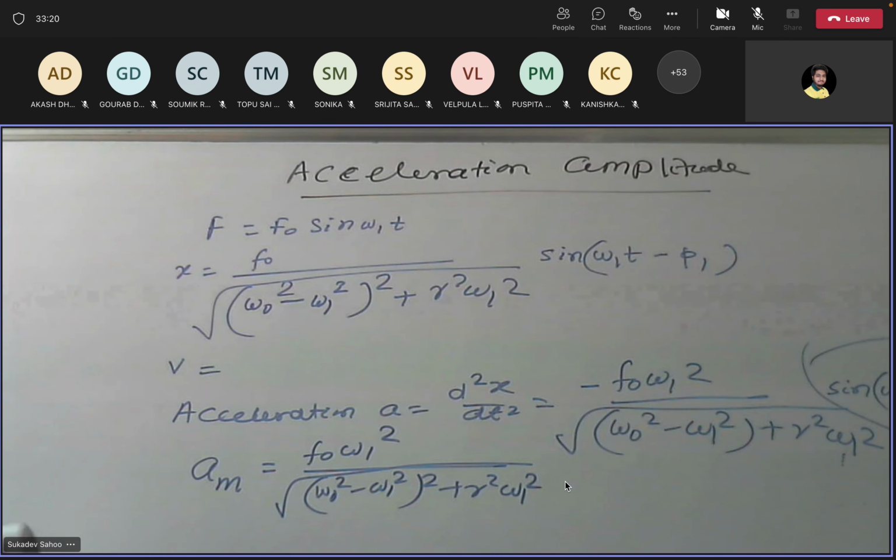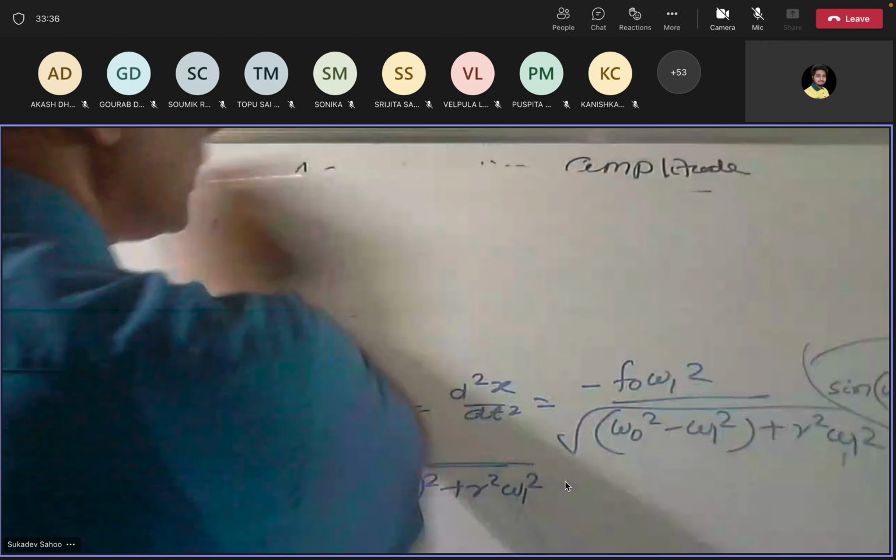Because we have taken the maximum amplitude, or maximum acceleration, it is known as the acceleration amplitude. Again, we will see what happens at a high driving frequency and at a low driving frequency, and its value. We can discuss these things.